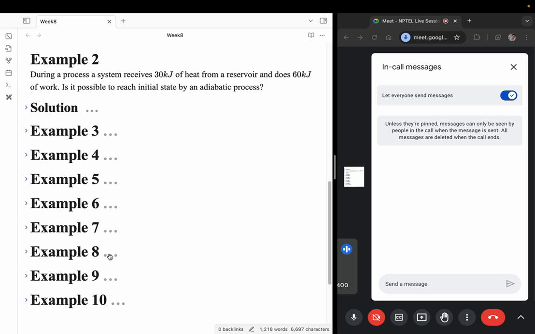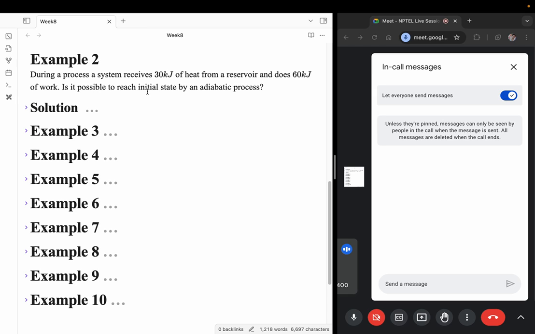The second problem is: during a certain process, you have a system that receives 30 kJ of heat from a reservoir and does 60 kJ of work. Is it possible to reach the initial state by an adiabatic process? So what is meant by a process? A process is basically a path that you take from state 1 to state 2. To move from state 1 to state 2, the particular process receives 30 kJ of heat and does 60 kJ of work. Now I want to bring the system back to the same initial state using an adiabatic process. Is it possible or not?